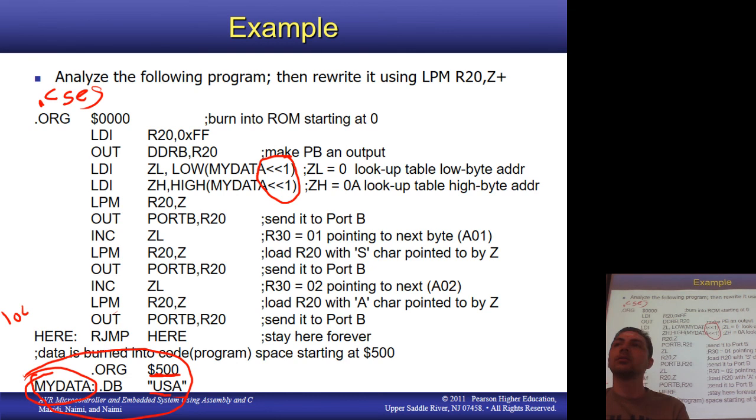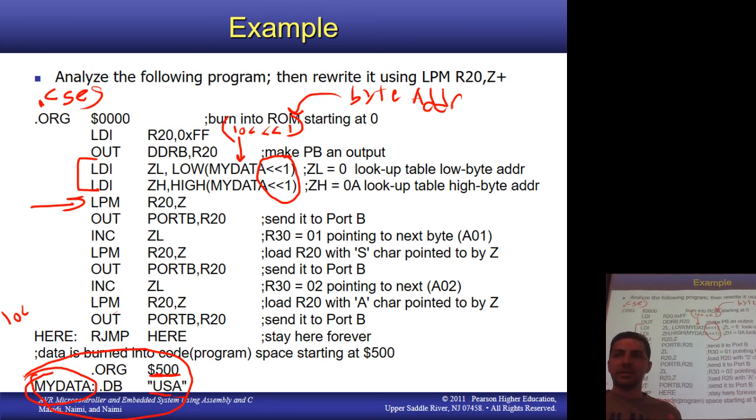Remember shifting? Shifting left by 1 multiplies by 2. So I take my data, which is a location, I shift it left by 1, and that together becomes a byte address. So I put that into Z. And then I do an LPM, which brings out 1 byte. It's going to start by bringing out U, the letter U.